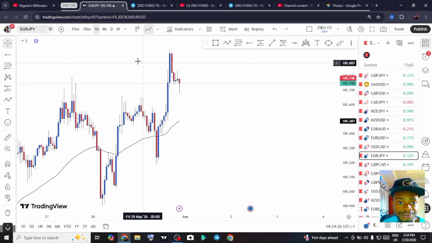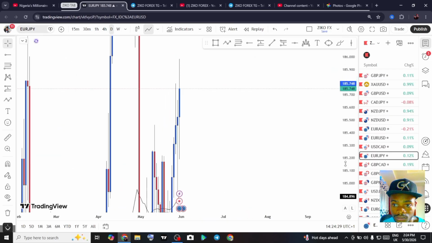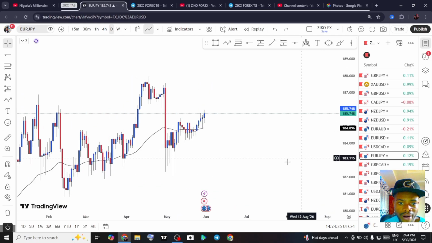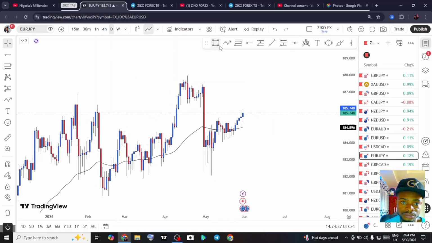Euro JPY. Euro JPY daily time frame is not even that clean, right? But we are breaking structures to the upside, which signifies a bullish market. But we can clearly see this strong momentum to the downside. That shows that sellers were strong at this point in time, right? And we did not close below that low.